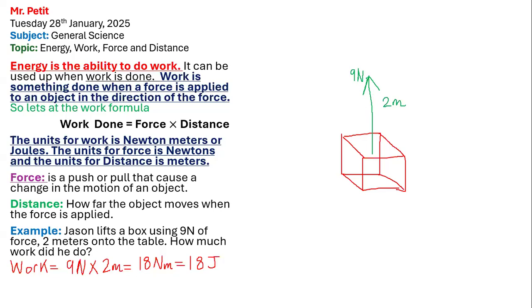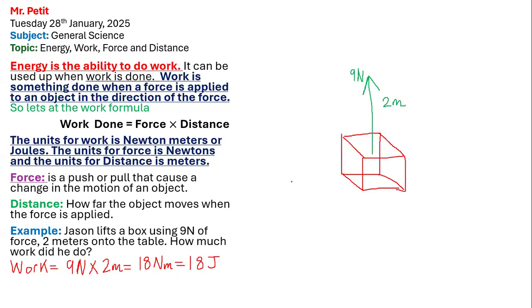So the force is moving up. So it's 9 newtons to lift it. That's 9 newtons of force that is applied, and it covers the distance of 2 meters. And so that means it's going to be 9 times 2, which is 18. It's going to be 18 joules. And that's how we get that one.